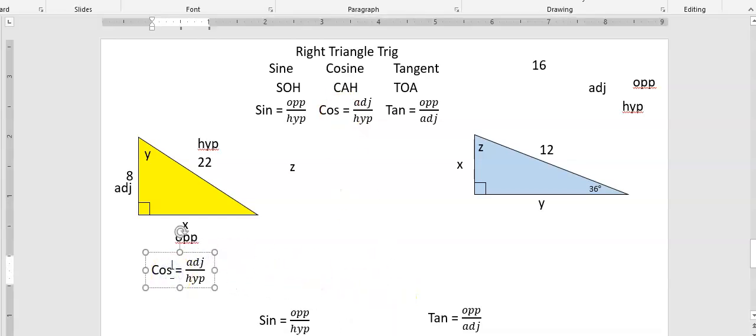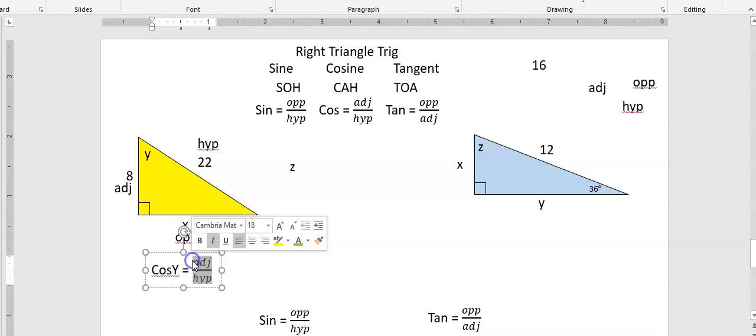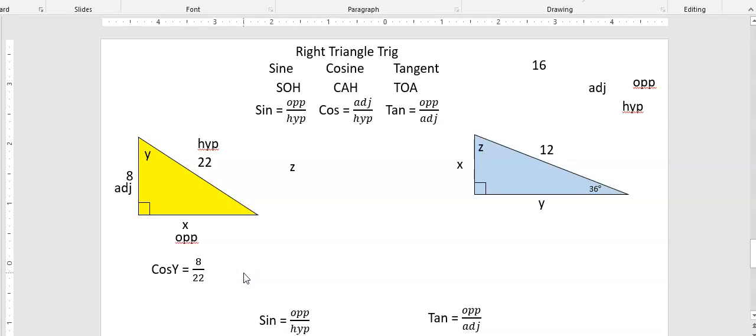I'm looking for y. You always put your angle measure right next to the trig function: cos y equals the adjacent side length over the hypotenuse side length. When you are solving for this y, you have to do the inverse of your cos, so it's going to be rewritten.